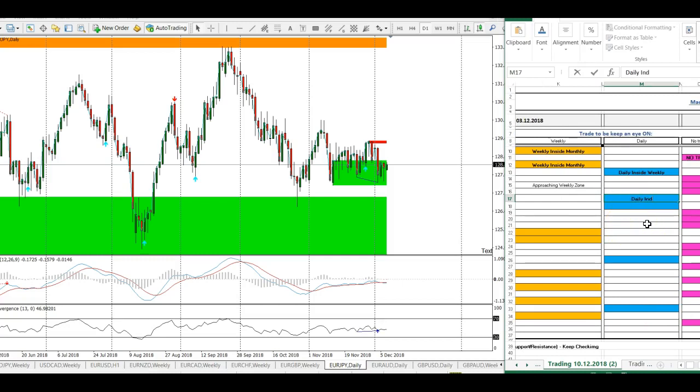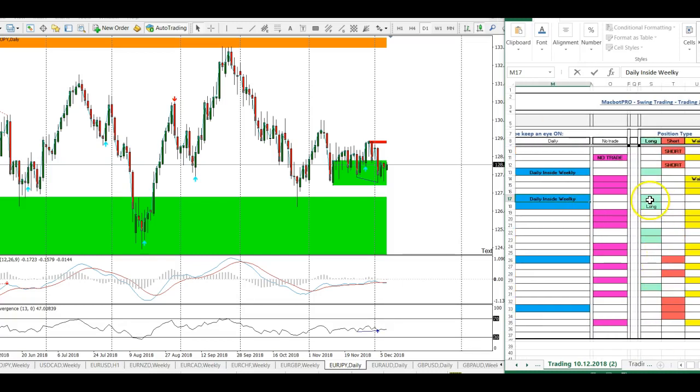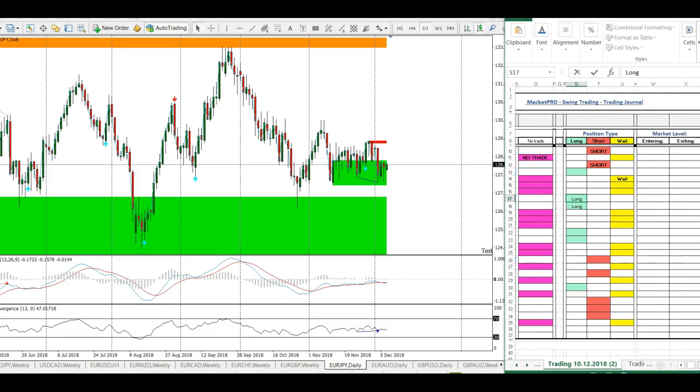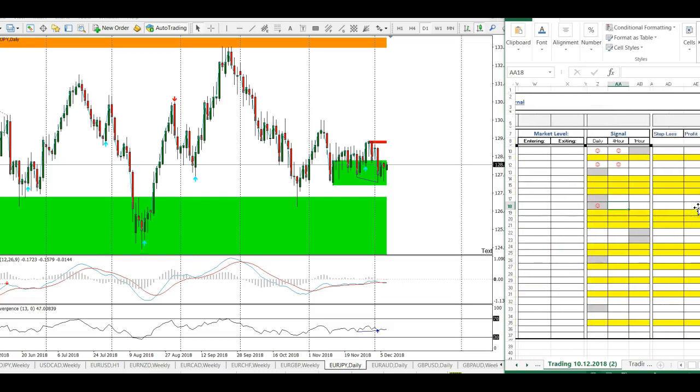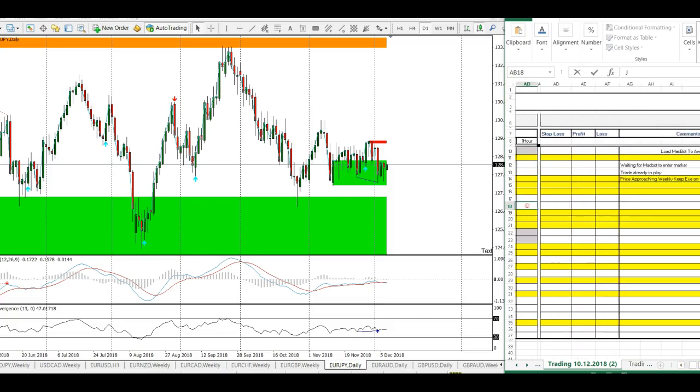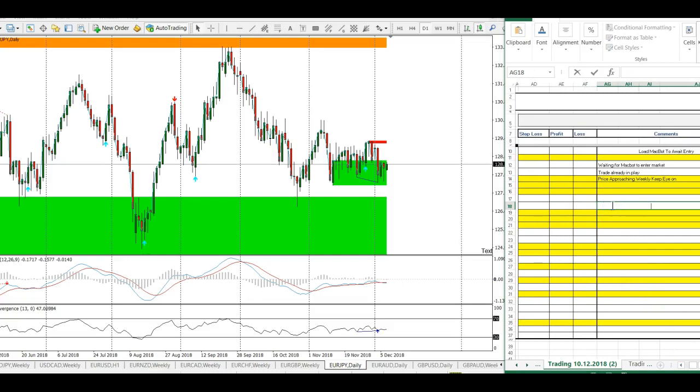Daily inside weekly. We're looking to go long. And I'd like to take a signal on all three of these time frames. Once it enters, just fill it in. Okay, pretty simple, straightforward.